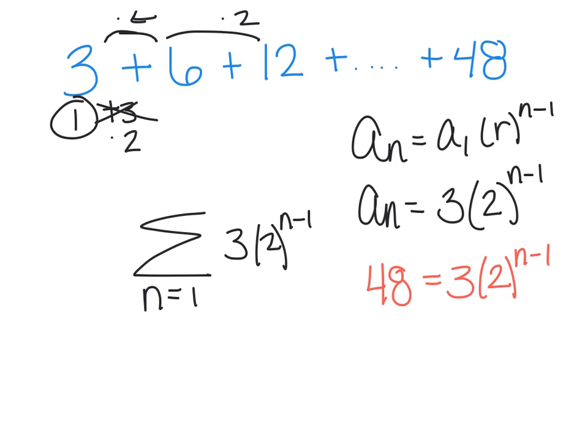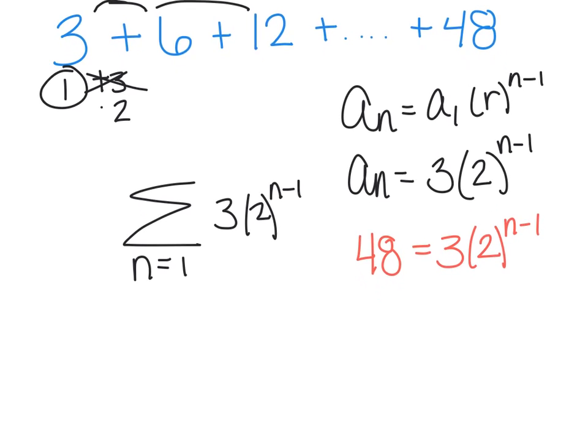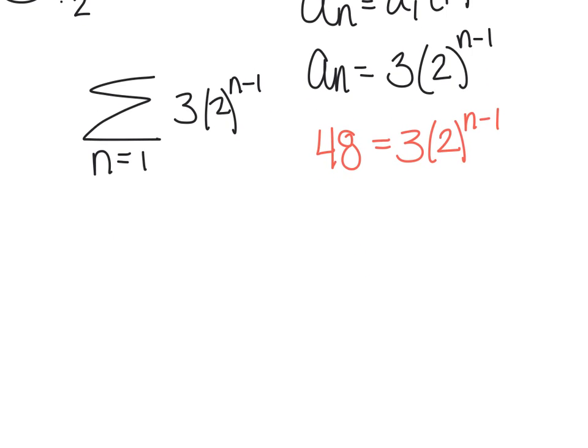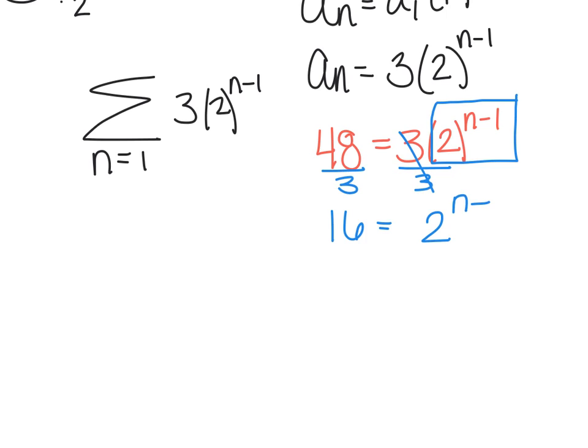All right, now solving this. We've practiced solving these equations for quite a while now. Remember that this exponent is only on the base. Box it in to help yourself. I'm going to have to first divide both sides by 3. So that leaves me with 16 equals 2 to the n minus 1.